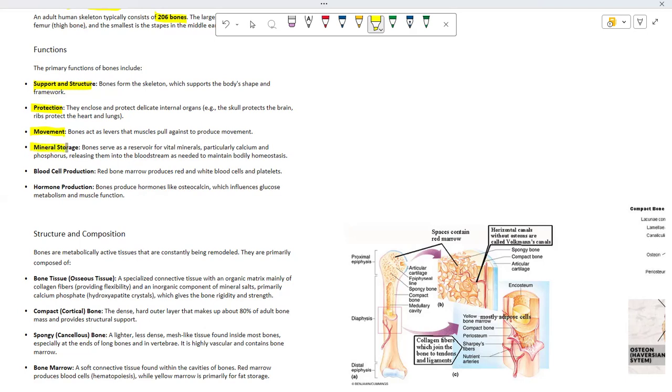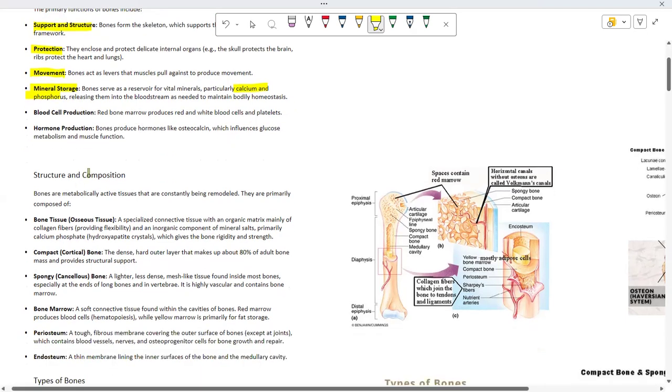They also store minerals. So you have mineral storage. Bones serve as a reservoir for vital minerals, particularly calcium and phosphorus. They release them into the bloodstream as needed to maintain bodily homeostasis. So if the level of calcium in the blood is low, then the bone will have to release calcium into the blood. Vice versa, if the level of calcium in the blood is high, calcium will have to mobilize back into the bone for storage. You can think about phosphorus in the same manner.